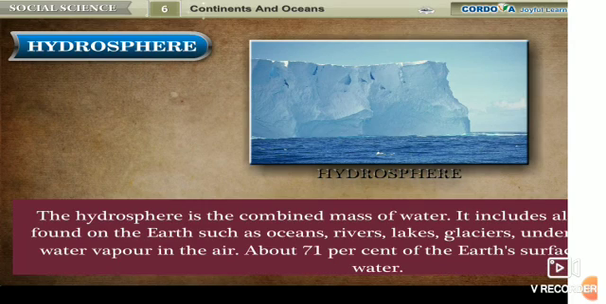Hydrosphere. The hydrosphere is the combined mass of water. It includes all the water bodies found on the earth, such as oceans, rivers, lakes, glaciers, underground water and water vapor in the air. About 71% of the earth's surface is covered with water.